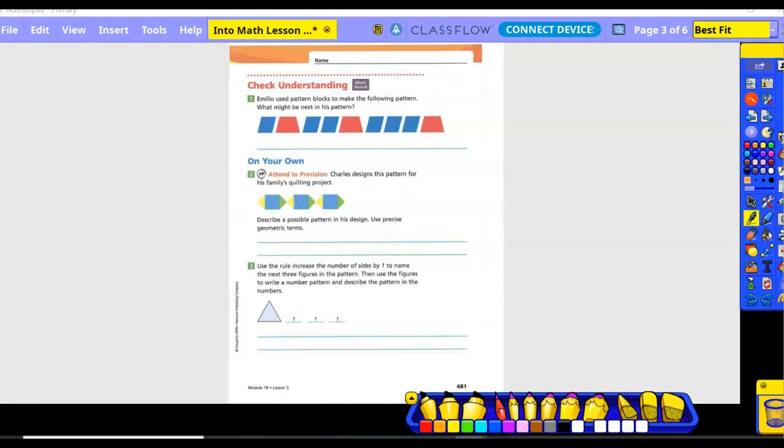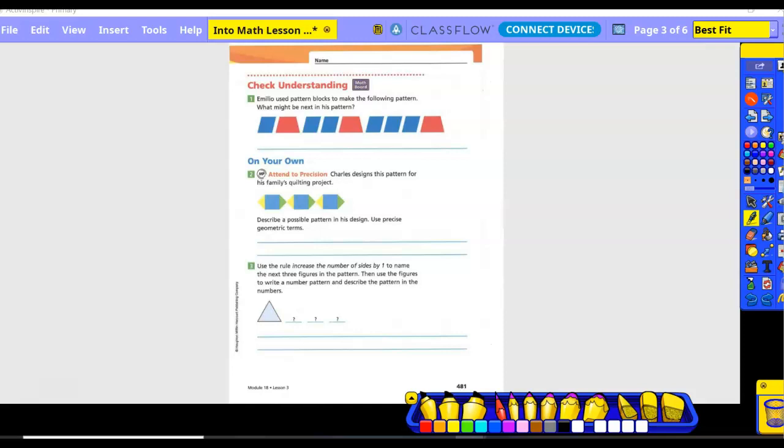Check understanding number 1. Amelia used pattern blocks to make the following pattern. What might the next pattern be? So what do you guys notice? What shapes do we have here? We have a what? A parallelogram, right? And a trapezoid. So then we have 2 parallelograms and then a trapezoid. Then we have what? 3 parallelograms and then a trapezoid. So what do you think the next pattern is going to be?